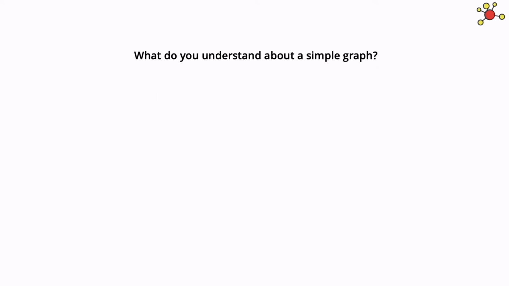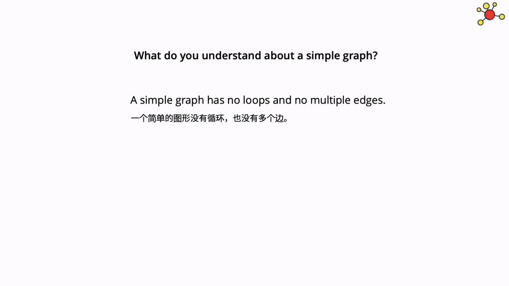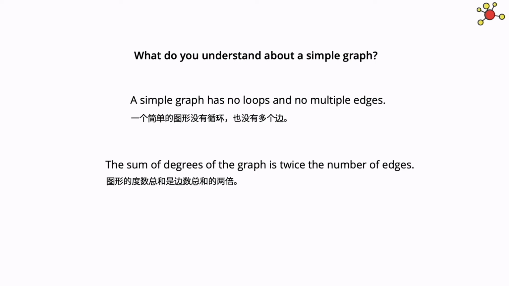What do we understand about a simple graph? A simple graph has no loops and no multiple edges. The sum of degrees of the graph is twice the number of edges. What are loops and what are multiple edges? We will brief on them later.